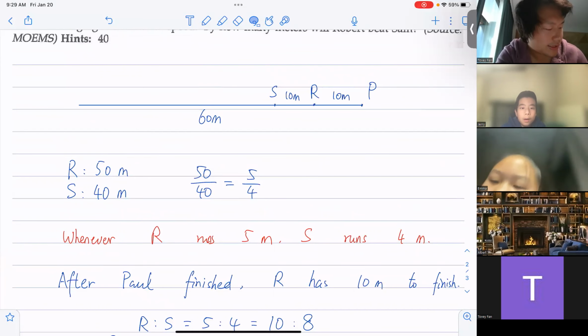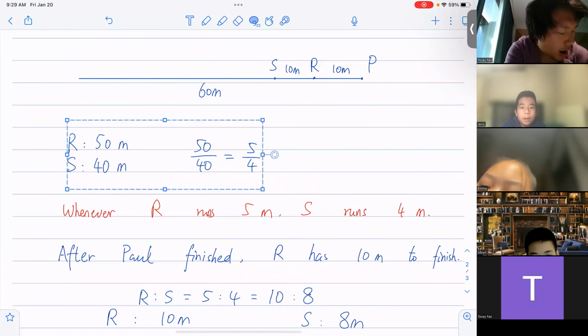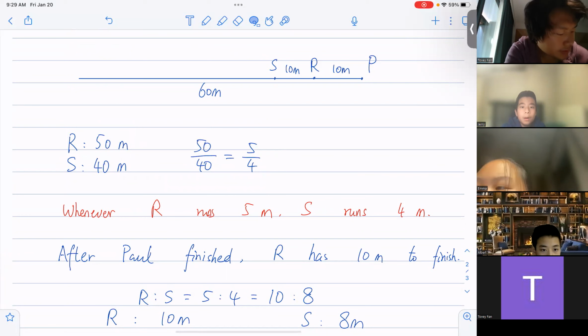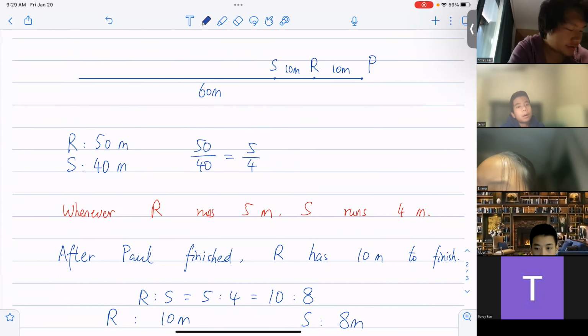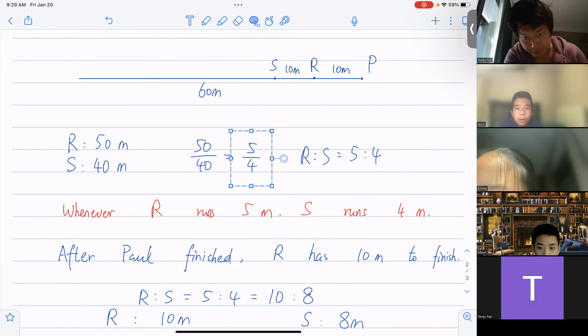And then you will see that when Robert finished 50 meters, Sam only covered 40 meters. And this is the time you can set up a ratio. R to S is 5 to 4, or you can use fractions. Doesn't matter, right? Fractions are ratios.